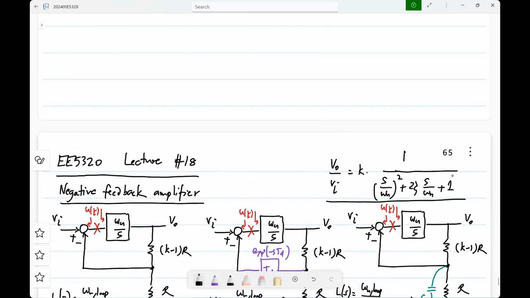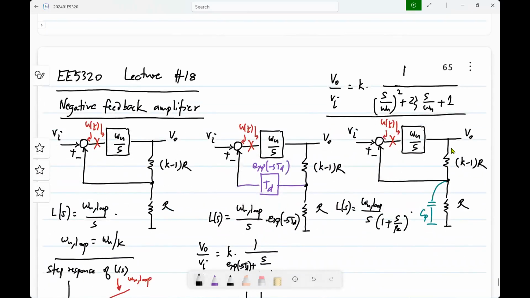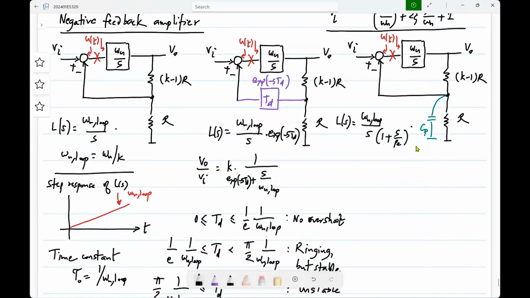I mean, the loop gain is second order now, right? So the closed loop system will also be second order. Okay, you can easily verify this, right? The key is that it's a second order system with some damping factor zeta. Okay, so here also you will see similar behavior, not exactly the same.